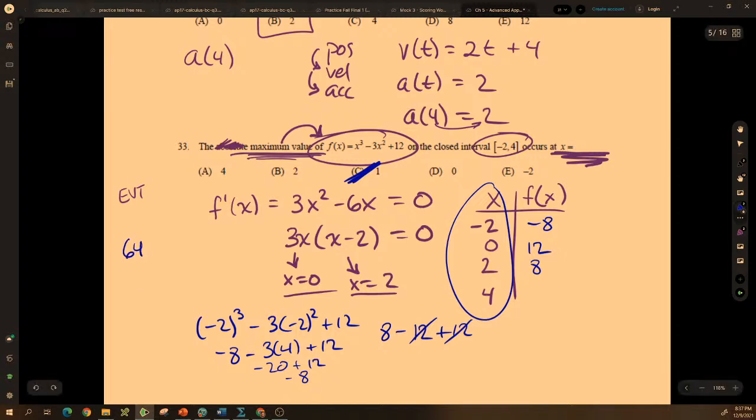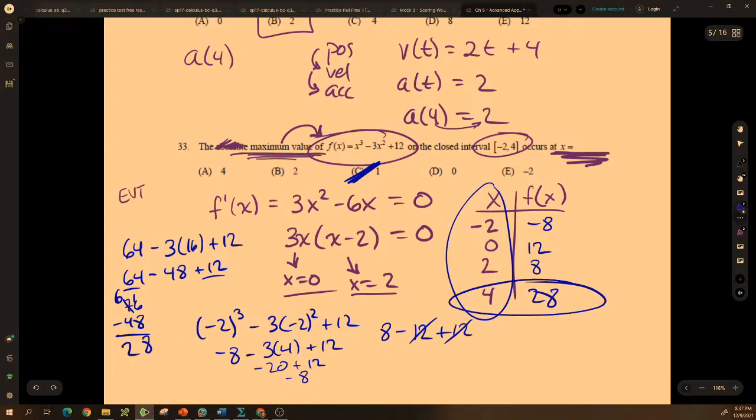4 cubed is 64. Minus 3 times 4 squared, which is 16, plus 12. This is 64 minus 48 plus 12. I'm going to add the 64 and 12. That makes 76 minus 48. You'd actually stop here if you realize that this is bigger, right? But 28, that's my biggest thing. So the absolute maximum occurs at A.